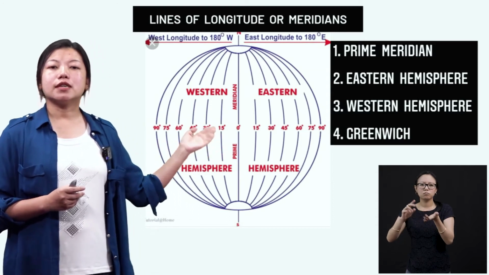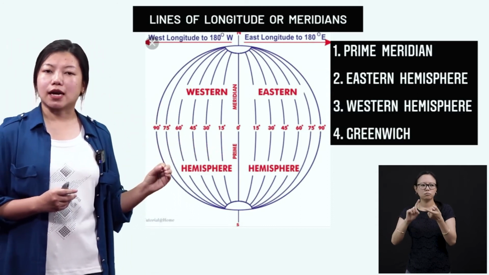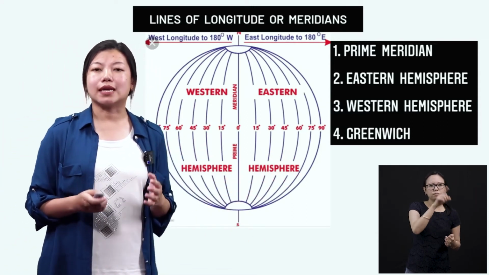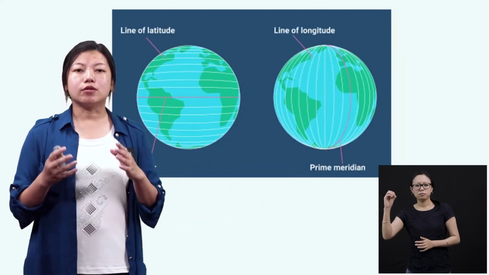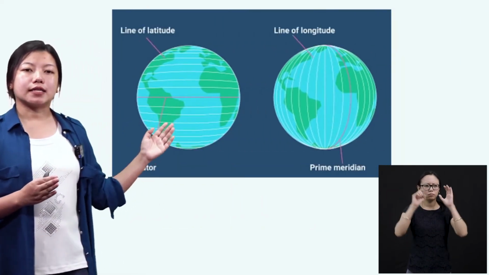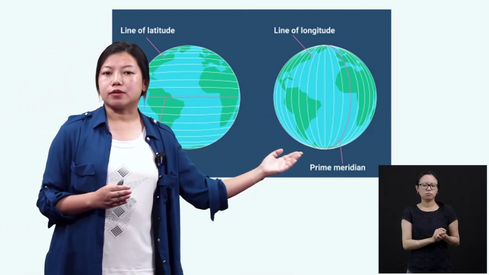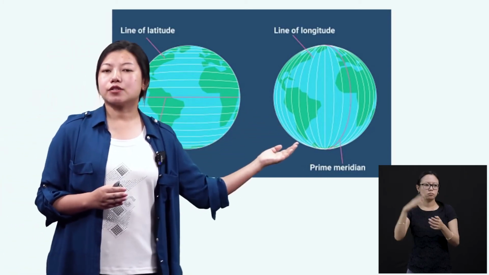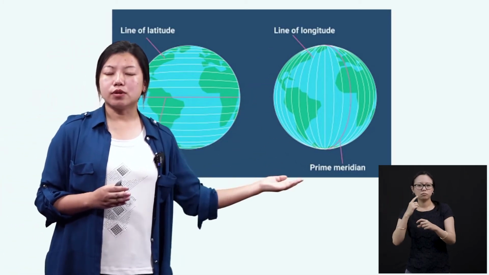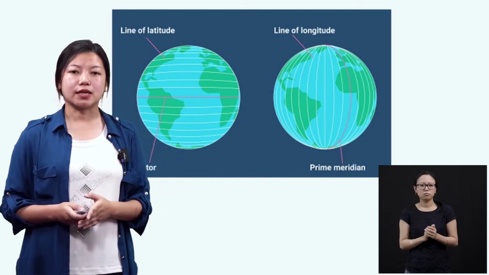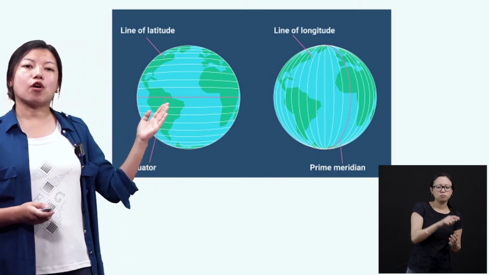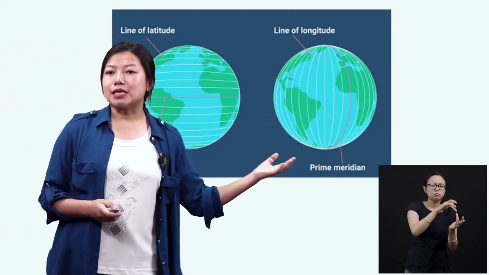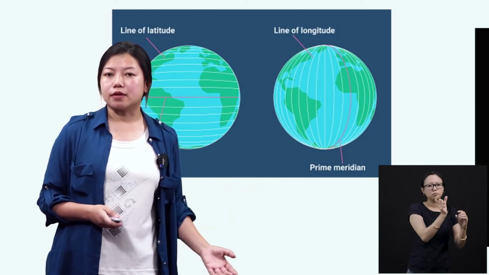So from 0 degree till the entire west is 180 lines, then from the 0 degree to the entire east has 180 lines. Now look carefully, this is latitude and this is longitude, okay? The lines of the latitude go from west to east and the lines of the longitude go from north to south. I'm sure now you can differentiate them, right? And the line in the middle of a latitude is known as equator, and the line in the middle of a longitude is known as prime meridian, okay?